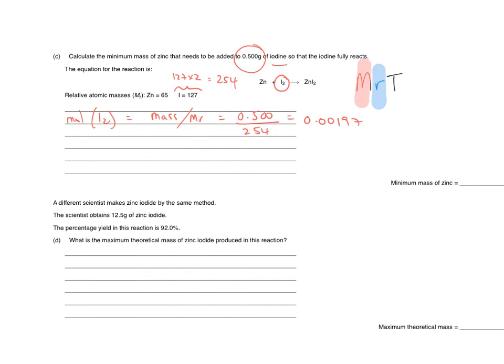Then the next step is to use the ratio from the equation. And we've got to look at what we're trying to work out. So we're trying to work out the minimum mass of zinc that needs to be added. So we're looking at this bit, and actually the ratio of iodine to zinc is just 1 to 1. We're just looking at the big numbers in front of the compounds or elements in the reaction equation. And there's no number in front of them this time, so that means the number is 1, and so this is 1 to 1. So that means that the moles of zinc is going to equal the moles of the iodine, which equals 0.00197. The last step, T stands for triangles.